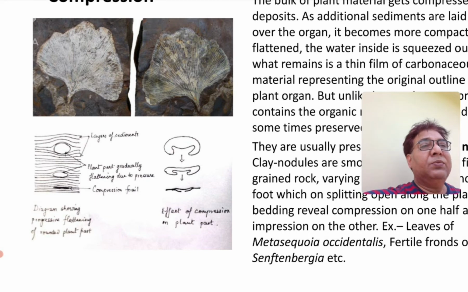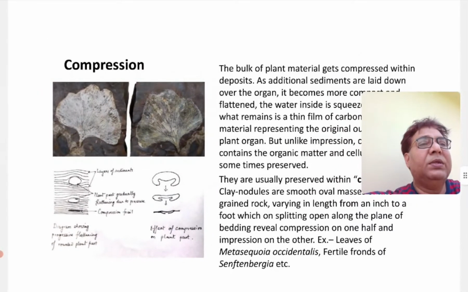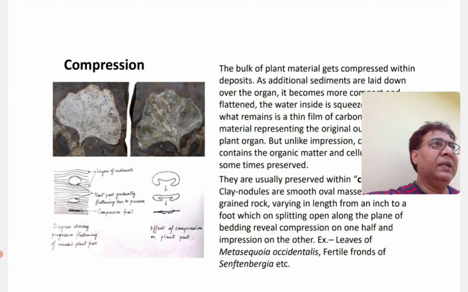So what happens when it gets compressed? The cytoplasm, the liquid material present inside the cells or tissues, gets squeezed out, and what is left is a carbonaceous film of the material. So usually on one side of the specimen you get the compression, and on the other side of the rock surface you get the impression. Compression and impression are found together most of the time, almost always, if it is not lost.